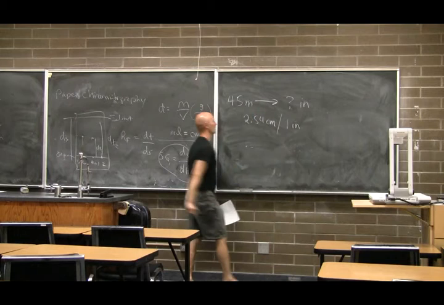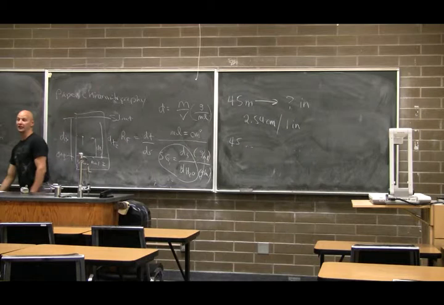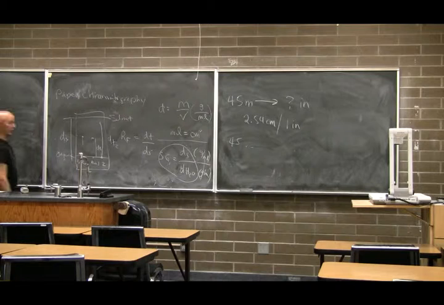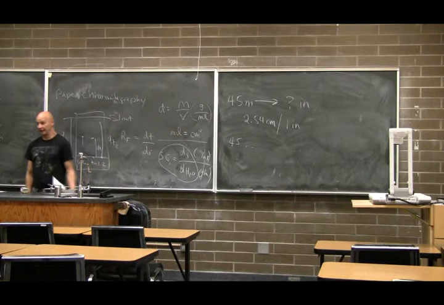So let's just set it up. Now remember, I really want to see you guys do a factor label. It's the best way for you guys to cancel the units and make sure that you're getting the right answer. If you show me that setup, and you get everything right except you don't calculate it right, I think most of the time I give you all the points, if not just taking off a half a point.